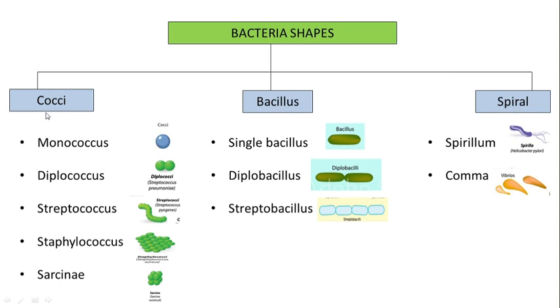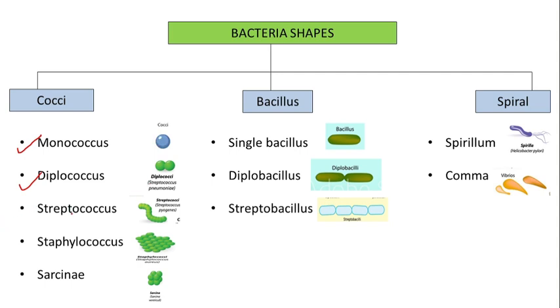So now let us see the first one, cocci. Cocci include those bacteria which are round. Now the circular or round bacteria can further be subdivided into different groups. For example, the very first is monococcus. So monococcus bacteria are round shape. Second is diplococcus. Diplococcus are also round shape, but they are present in pairs. Like we have here diplococci.